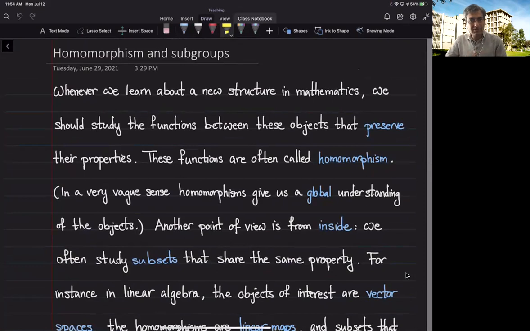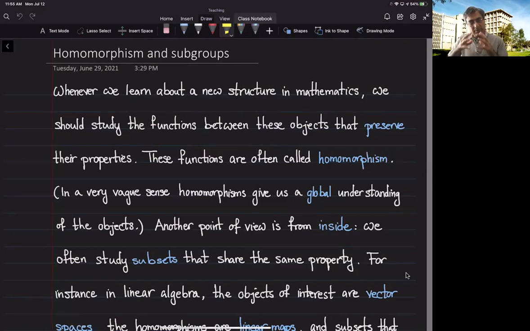In this lecture, in this video, we want to discuss group homomorphisms and subgroup structures. Whenever we learn about a new structure in mathematics, we need to ask ourselves, what are the functions from these objects, from these structures to themselves, that preserve those properties, those structures? And the second thing that we need to ask is, what can we say about substructures, the subsets of this structure that have the same properties?